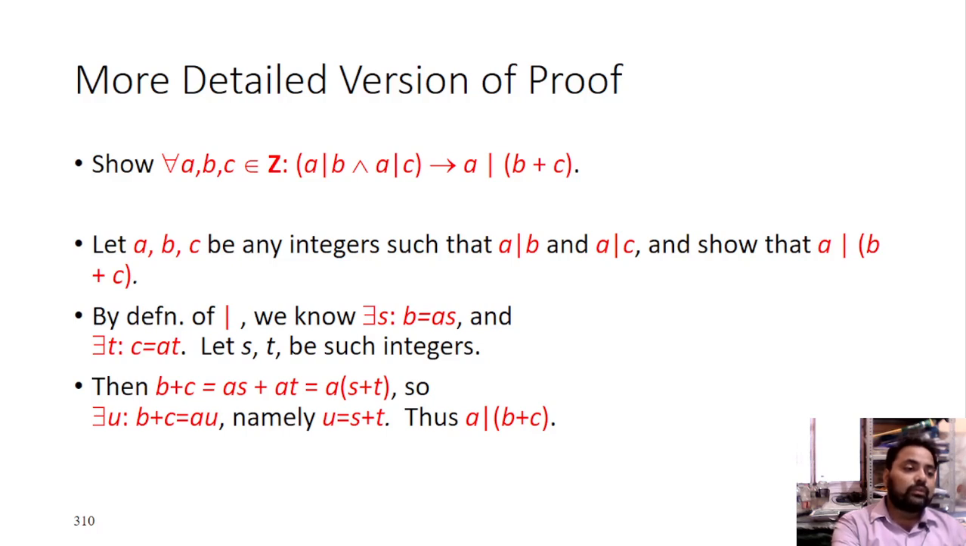For the detailed version of the proof: for all a, b, c belonging to Z, if a divides b and a divides c, then a divides b plus c. Let a, b, c be any integers such that a divides b and a divides c. We want to show that a divides b plus c. By definition, we know that b is equal to as and c is equal to at, for some integers s and t. Then b plus c is equal to as plus at, which is equal to a times s plus t. So b plus c is equal to au, where u is equal to s plus t. So a divides b plus c. This is the result for a, b and c.